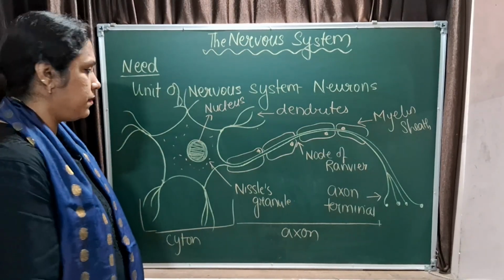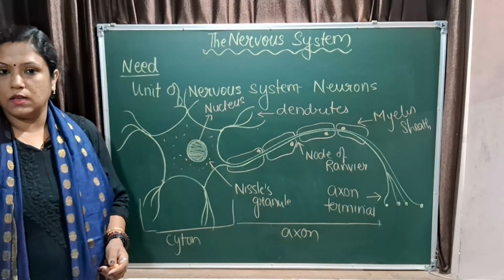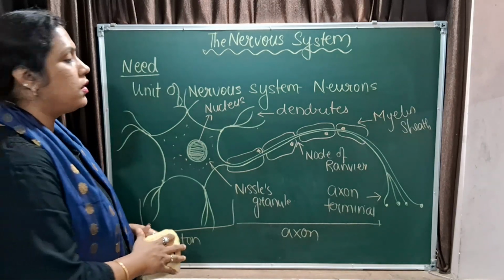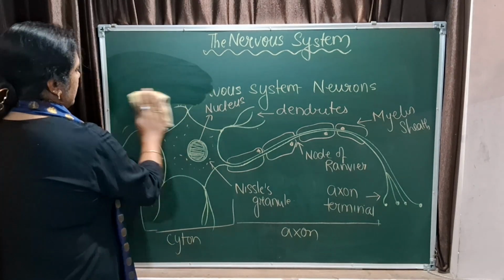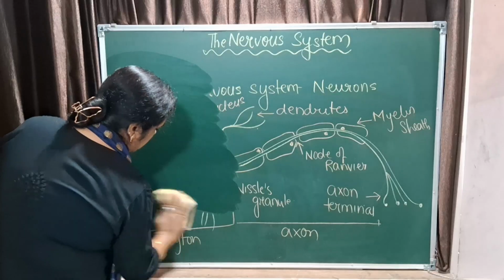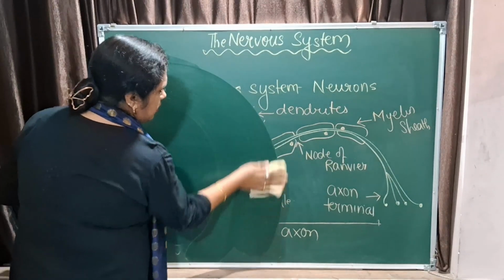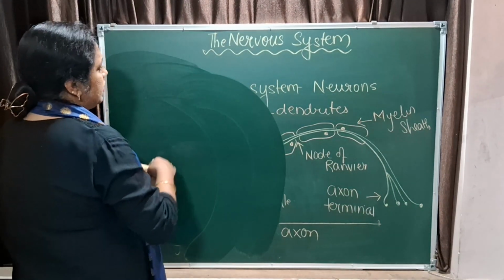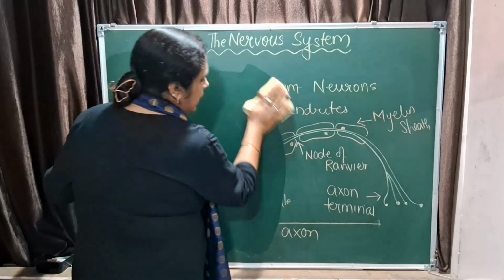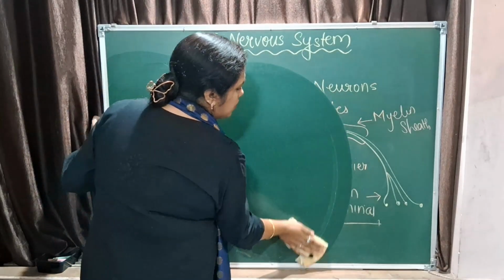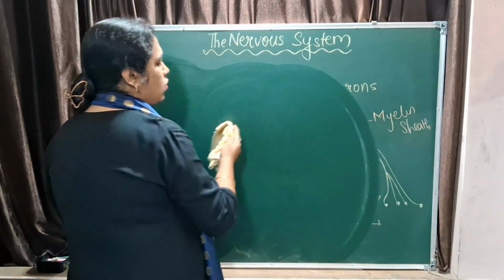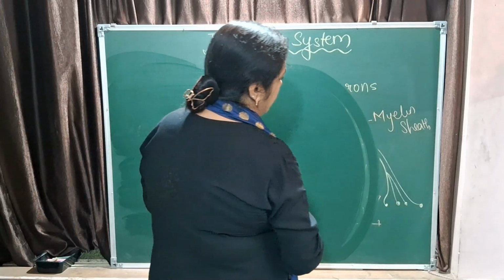Take a screenshot. So quickly let us move to the next topic, that is the transmission of the nerve impulse. Now in the transmission of the nerve impulse, what are the ions which are responsible? They are the sodium and the potassium ions.